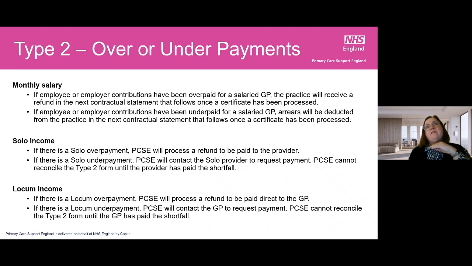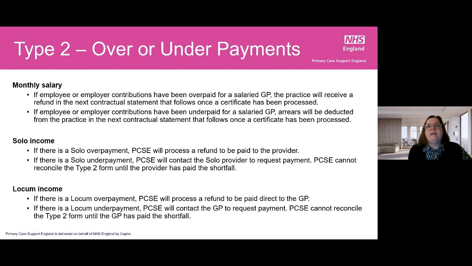So if we're talking about monthly salary from just the practice, then when this form has been processed and the reconciliation is completed, if it's identified that the employee or the employer contributions have been overpaid, then the practice will receive a refund in the next contractual statement once we've processed that end of year form. And equally, if the contributions for employee or employers have been underpaid, maybe the tier rate initially was lower than anticipated, etc., then the practice will have an adjustment in the next statement that will be a deduction to make that underpayment up.